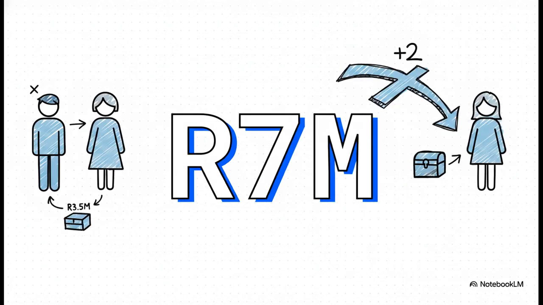And it gets even better with something brilliantly known as the rollover rule. Remember that spousal exemption we talked about a minute ago? Well, let's say a spouse passes away and leaves everything to their surviving partner. That transfer is totally tax exempt.